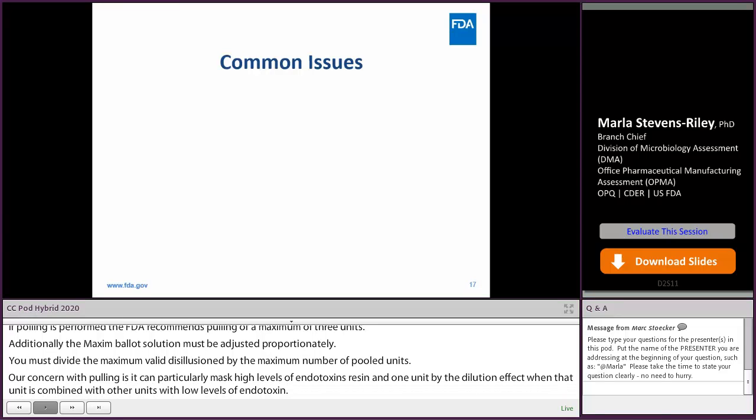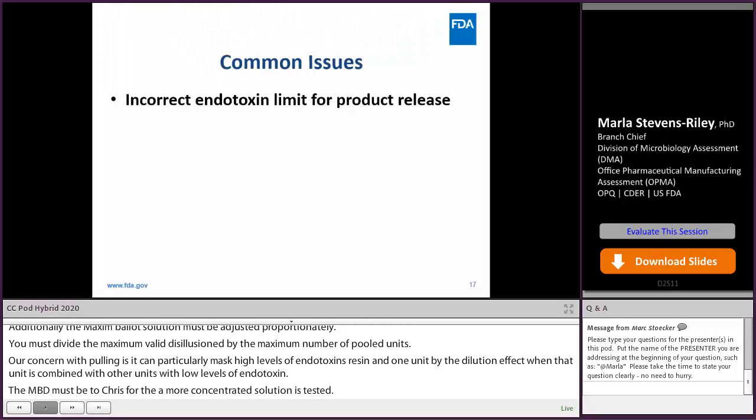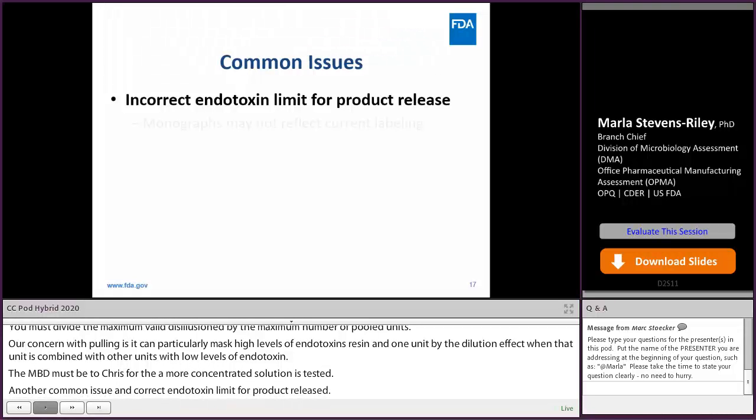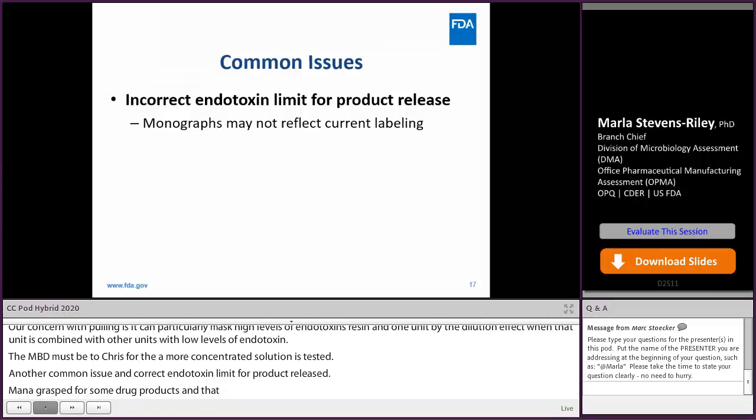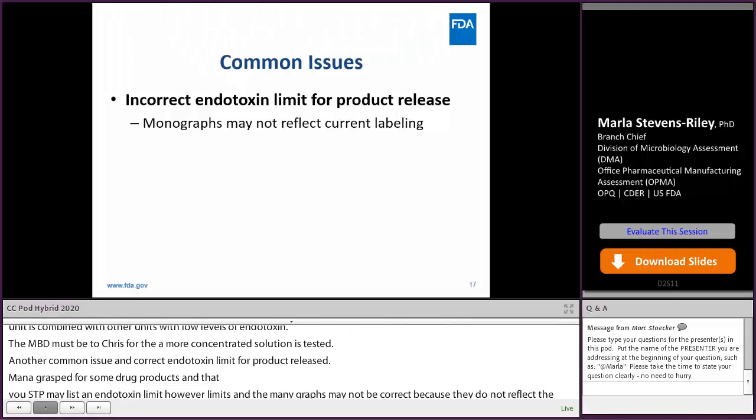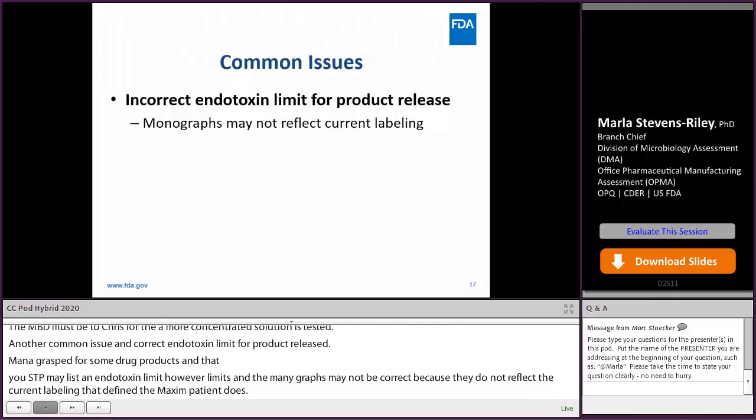Another common issue, incorrect endotoxin limit for product release. Monographs for some drug products in the USP may list an endotoxin limit. However, limits in the monographs may not be correct because they do not reflect the current labeling that defines the maximum patient dose. The acceptable level of endotoxins exposure for an injectable drug is based on the total amount of endotoxins in the maximum drug dose received by a patient in a 1-hour period.